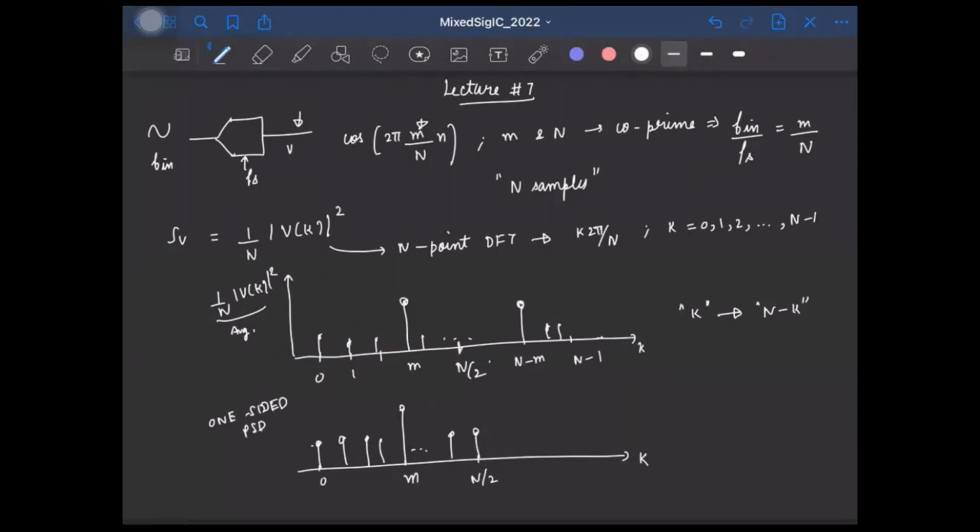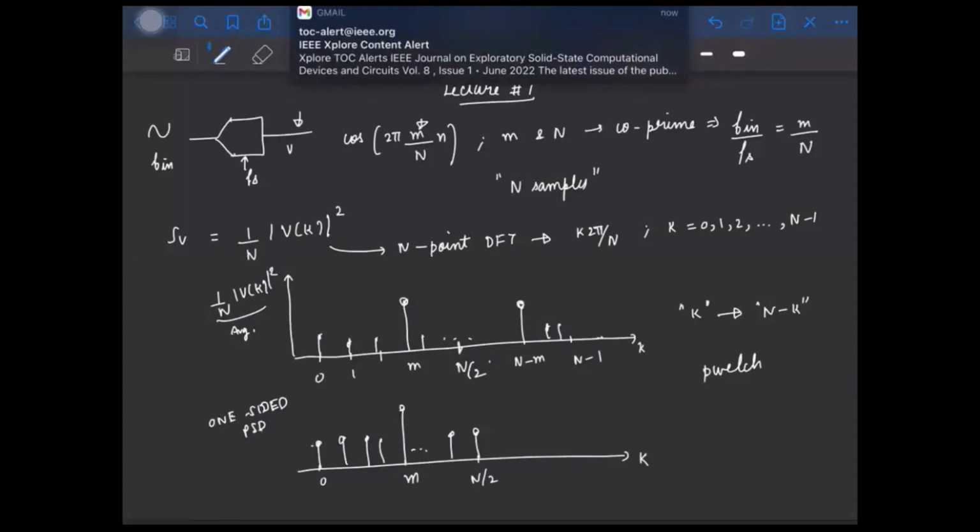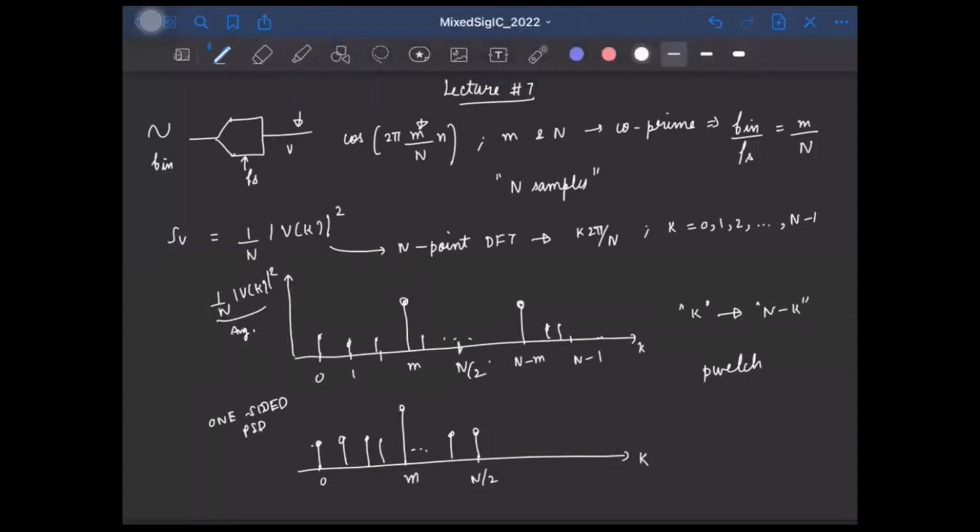In MATLAB, this can be computed using the command pwelch. As it turns out, because of the way MATLAB does this computation, we also need to add a scaling factor of 2 pi. If you do that, this gives us exactly the one-sided spectrum. We also saw that the total power in the signal is nothing but the summation over k equal to 0 to n minus 1, with a scaling factor of 1 by n, of 1 by n times SV of k.